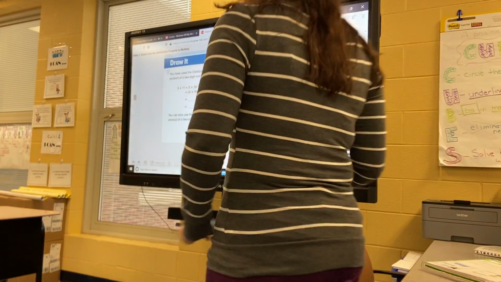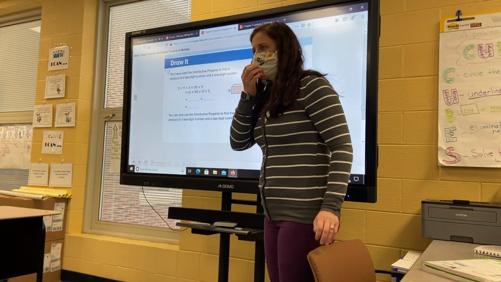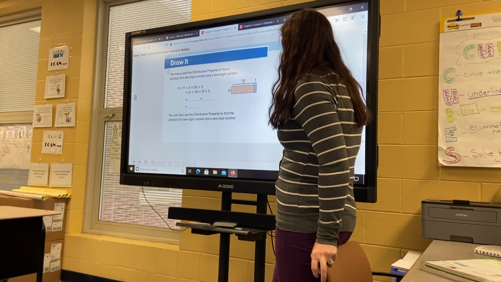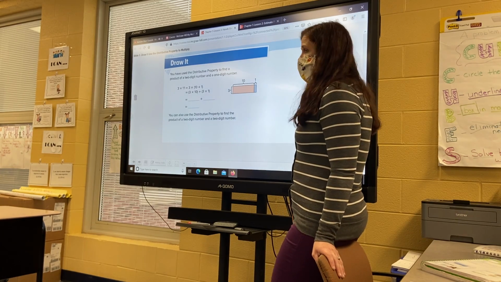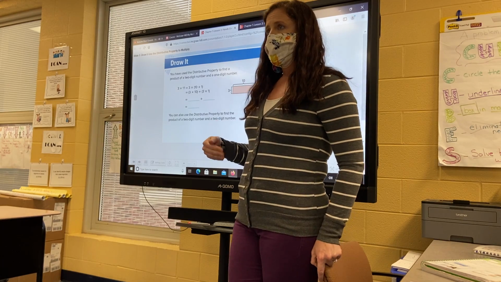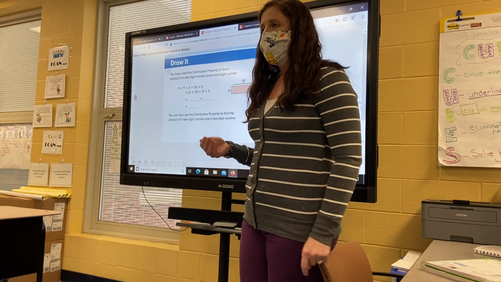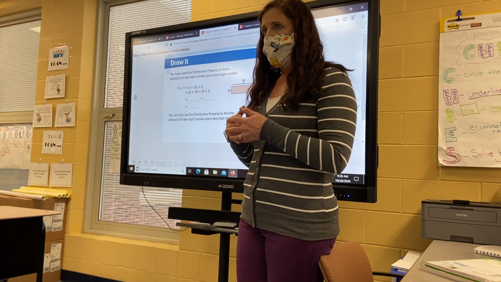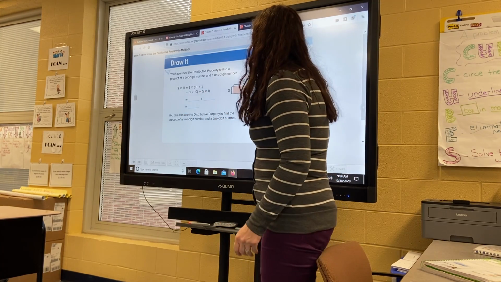So we are on chapter 5, lesson 3, and we're going to be talking about the distributive property today. We talked about the distributive property when we did a 2-digit times 1-digit, and it's basically the same thing, where you're expanding your number and then multiplying. So let's look at an example.